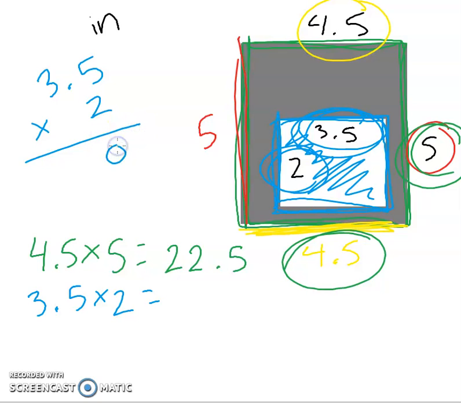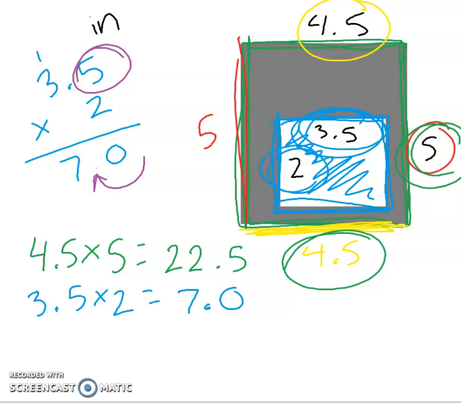2 times 5 is 10. 2 times 3 is 6, plus 1 is 7. I then have to count the number of numbers behind the decimal point, and that is the number of spaces I move. And so my final answer for this one is 7.0. Yes, you can write just 7 because the 0.0 doesn't really mean anything.